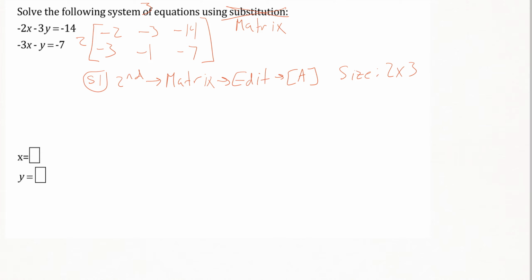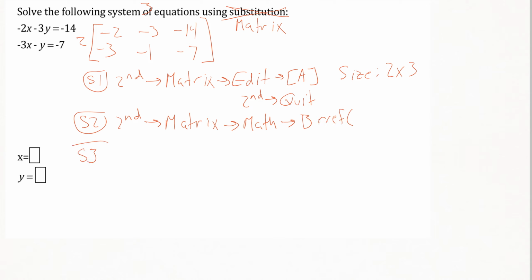Once you go ahead and enter your data in, once you get to the end, you're just going to want to hit second quit to get out of there. And then to continue the process, step 2, we're going to go back into the matrix area. So hit second matrix, and then this time we're ready to do some math, so we'll go over to the math menu and we'll go down to option B, which is RREF, and go ahead and hit enter on that.